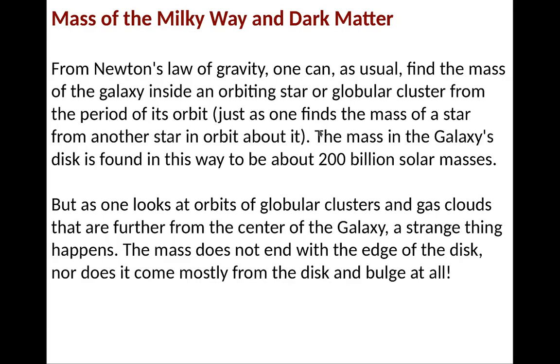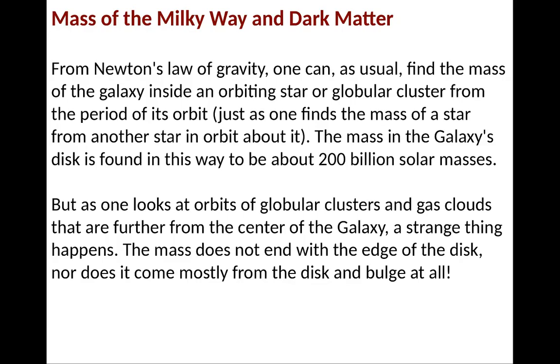From Newton's law of gravity, one can find the mass of a galaxy inside an orbiting star cluster from its orbital period. The mass of the galaxy was found this way to be about 200 billion solar masses. So you can figure out how massive the disk of the galaxy is.